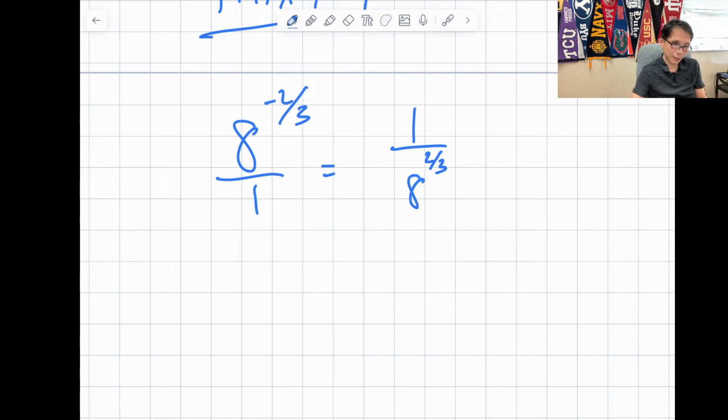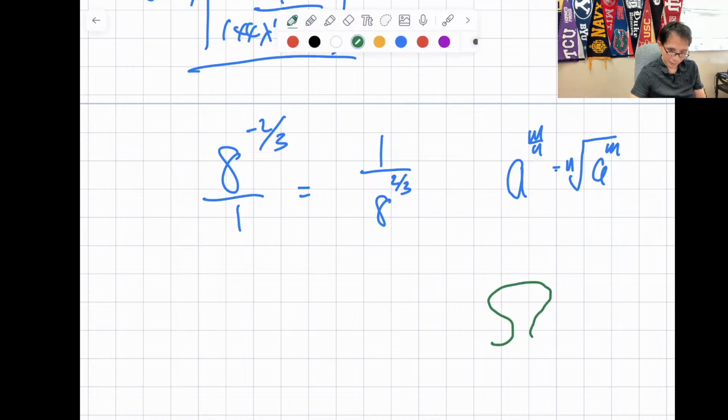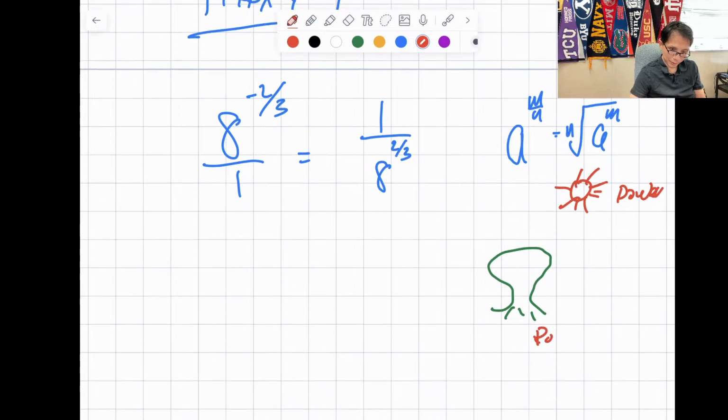A fraction power is going to follow this rule: a to the m over n equals the nth root of a to the m. Now, how do you memorize this rule? I need you to draw a tree. That's an ugly tree, sorry. I draw like a kindergartener. And there is a sun. Sun provides power, and the tree is going to grow roots. Right? It's power over roots.